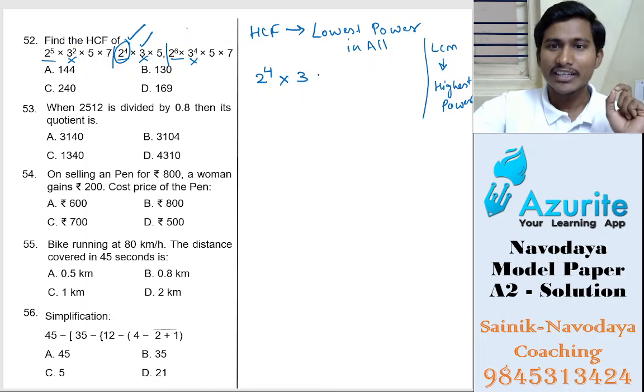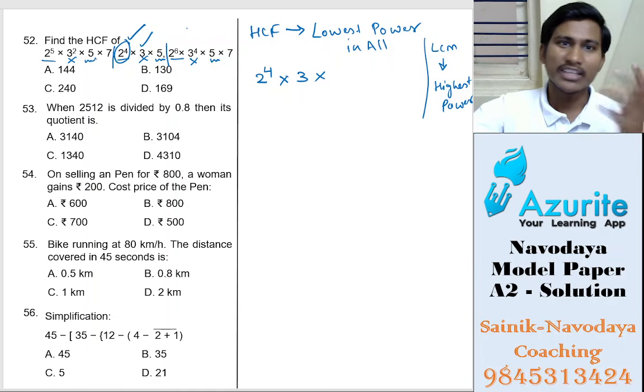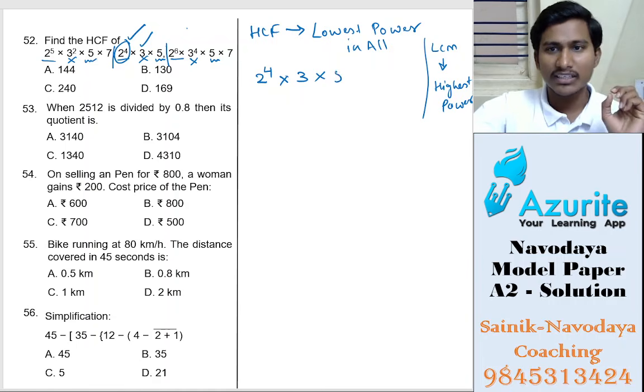Next, check 5 now. 5 is here, 5 is here, and 5 is here too. In all numbers it is there, and all have 5 only. Next, 7 is here, but in the second number 7 is not there, so we don't take it.